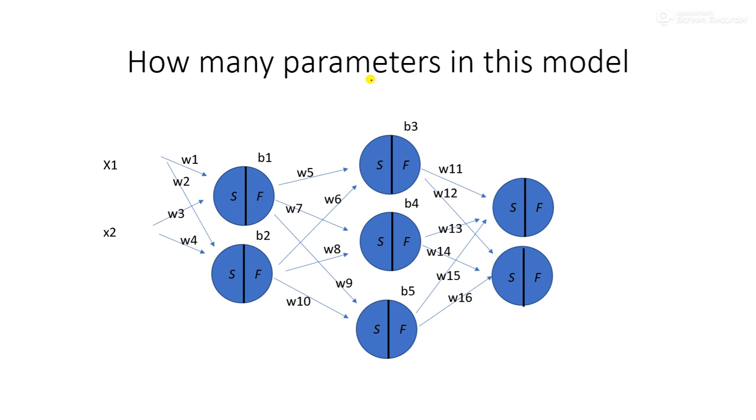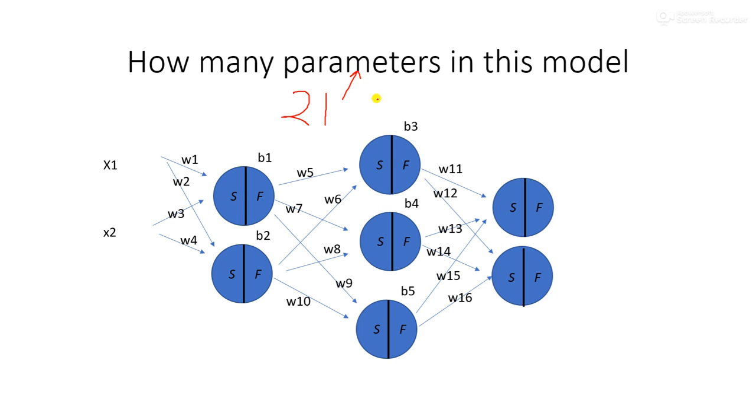Okay, 21 parameters. In this case, weight and bias are parameters. I got 21 parameters because I got 16 weights plus 5 bias. 16 plus 5 become 21 parameters. Okay, 21 parameters.